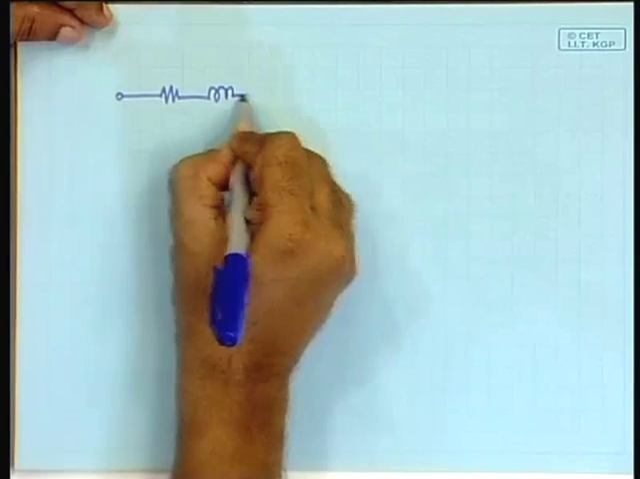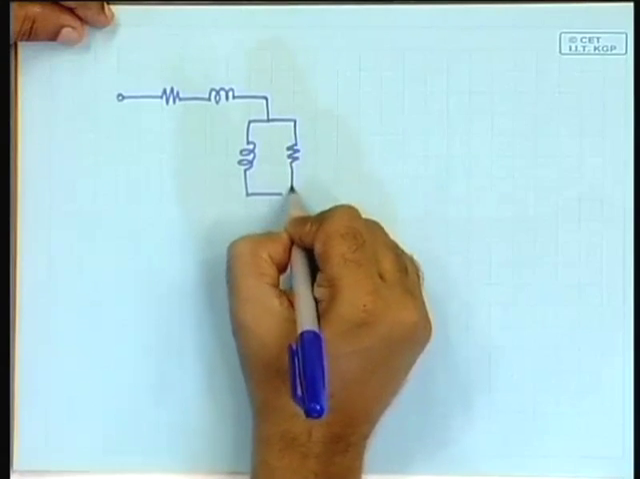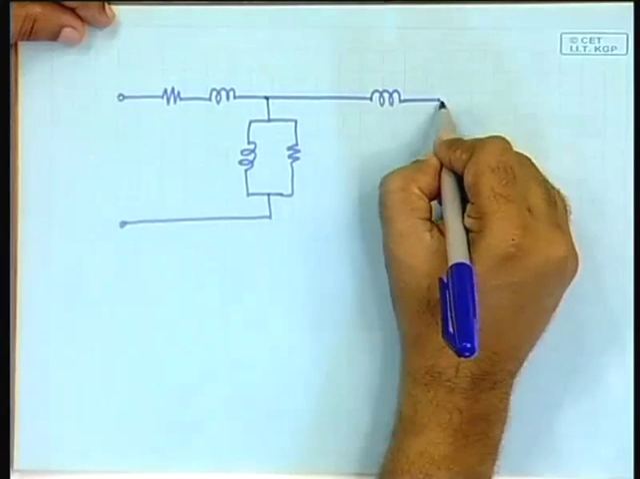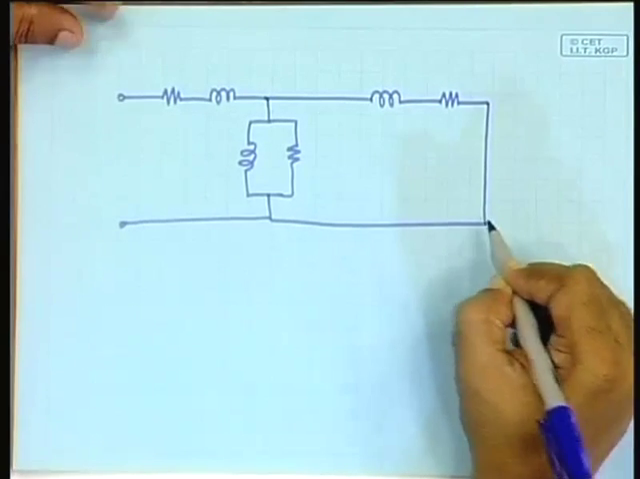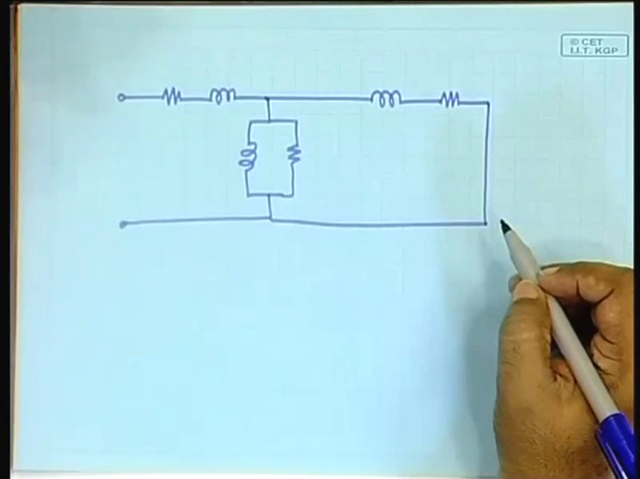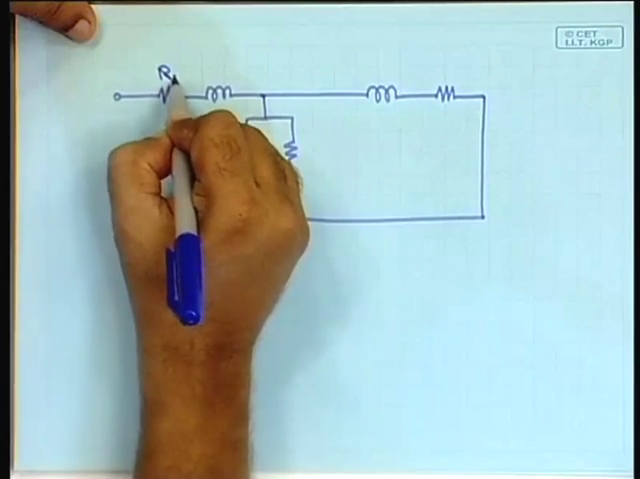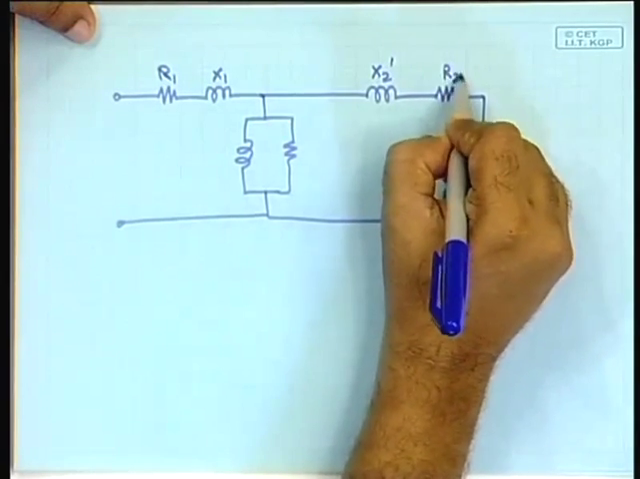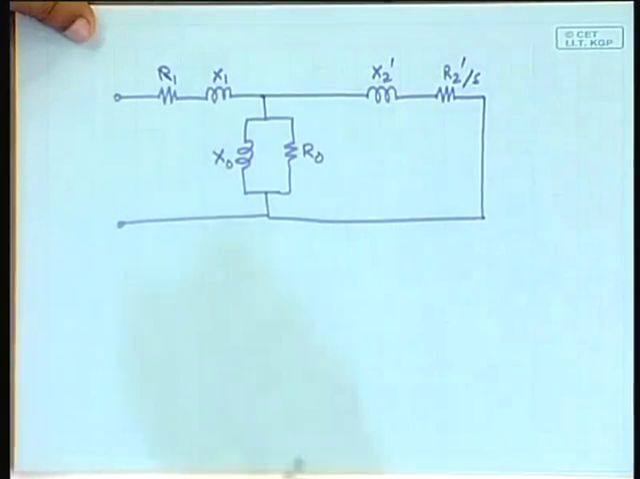resistance, reactance, reactance here, a resistance here, a reactance here, and a resistance here. And this side is completely shorted because the secondary of the induction machine is shorted, the rotor is a shorted rotor. So, let me give the names. This is R 1, this is X 1, this is X 2 prime, R 2 prime, X naught, R naught, but this is by S.